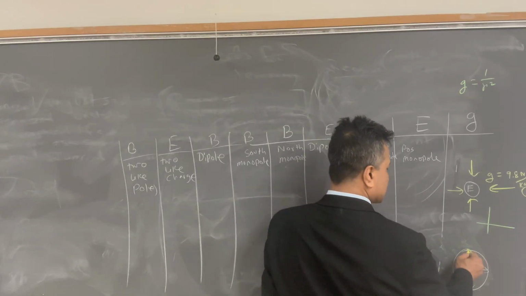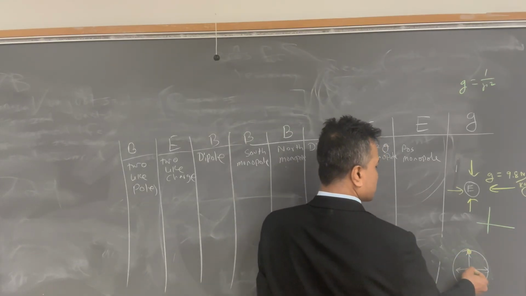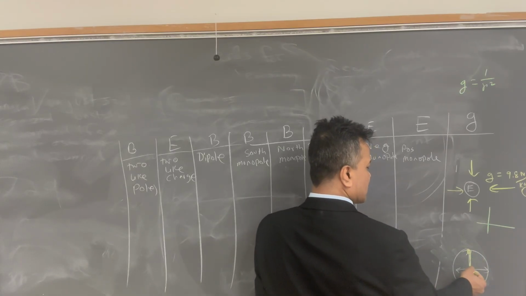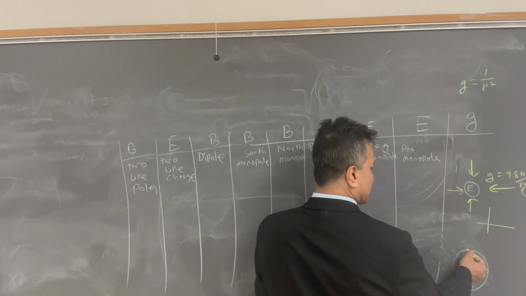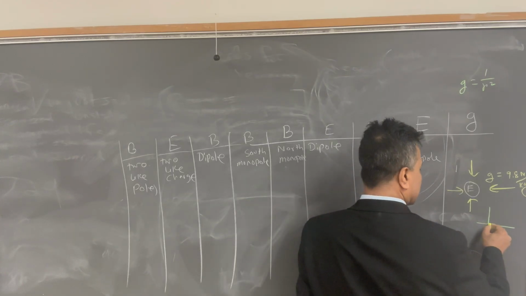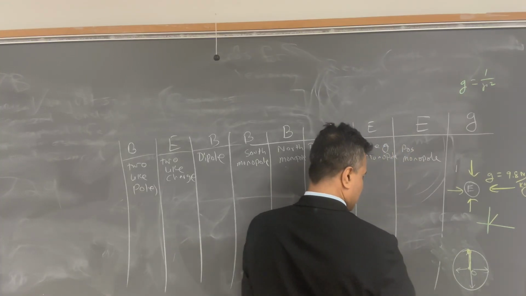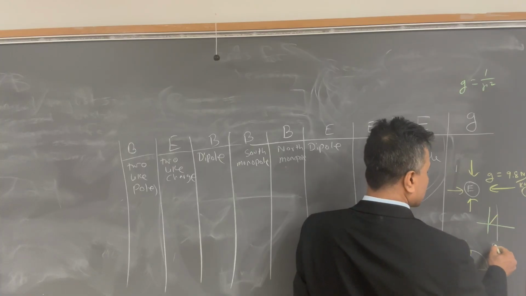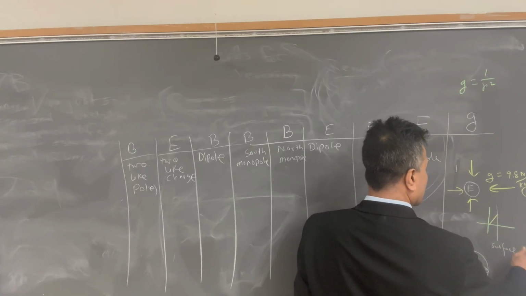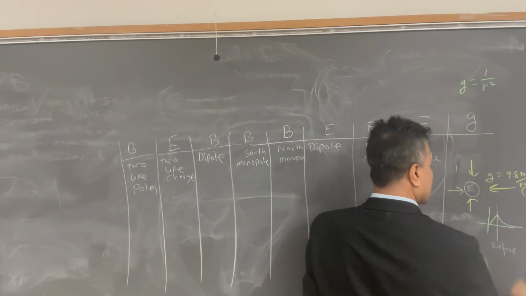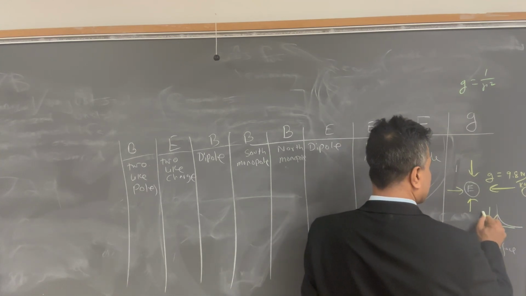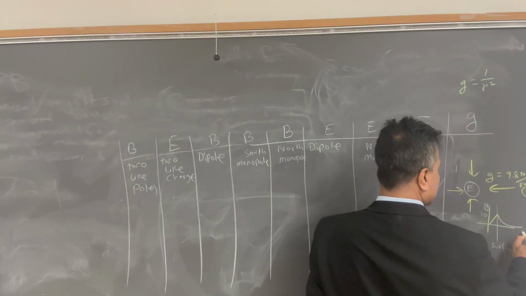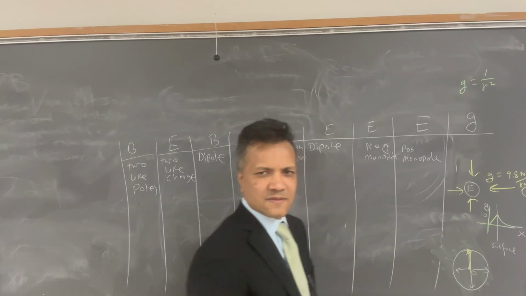On the surface, this is 10. Okay, so from center to the surface it increases linearly. It's 1, 2, 3, 4, 5, 6, 7, 8, 9, 10. It increases linearly like that. And then once you are on the surface, this is surface, and then it decreases. This is field. Field decreases as the distance increases.